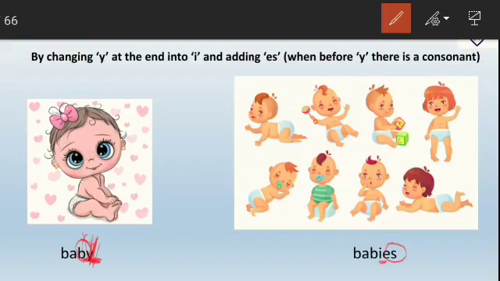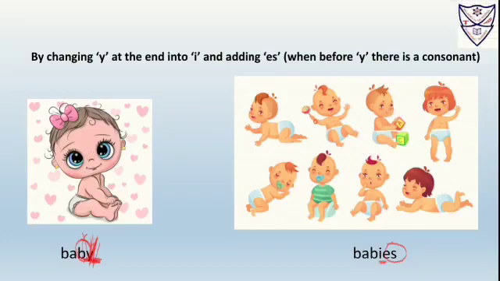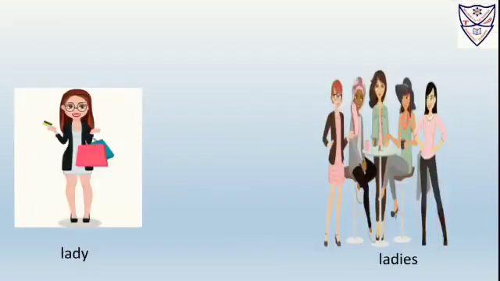B is a consonant. So when my noun ends with Y and before Y there is a consonant, to make it plural, instead of Y I will use I and then I will add ES. So baby, babies. Same way lady, ladies.